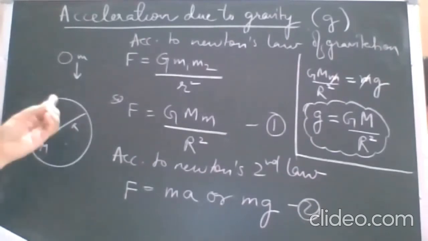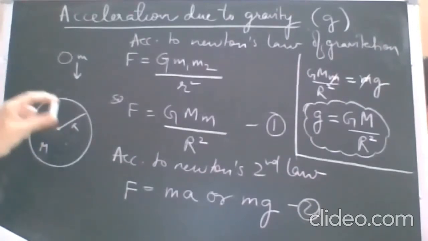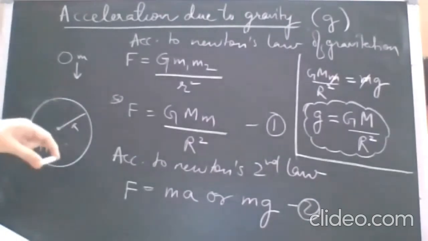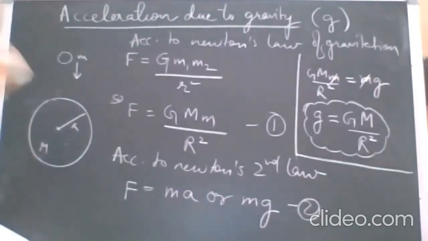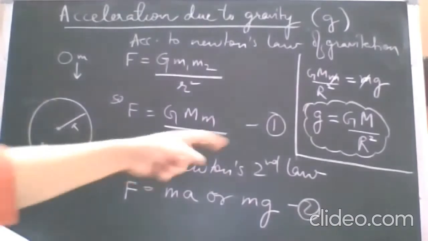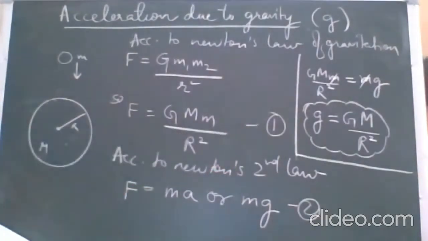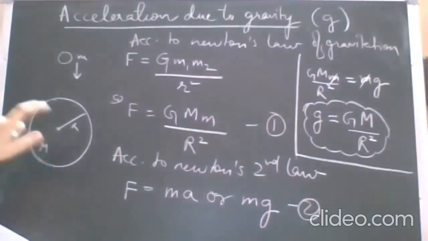The acceleration due to gravity is independent of the mass which is being dropped or falling, or on which the gravity is acting. It is independent of the mass. You can clearly see here, in the formula for small g, small m has no role. The mass and the radius of the planet that is causing small g are what play a role.